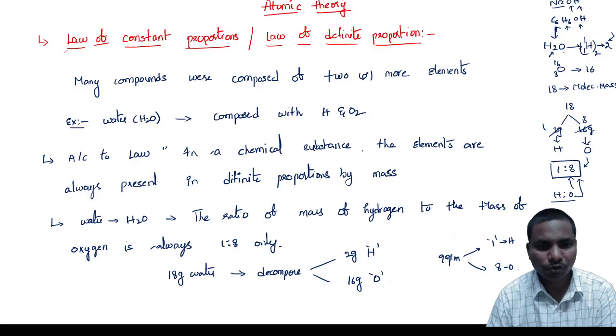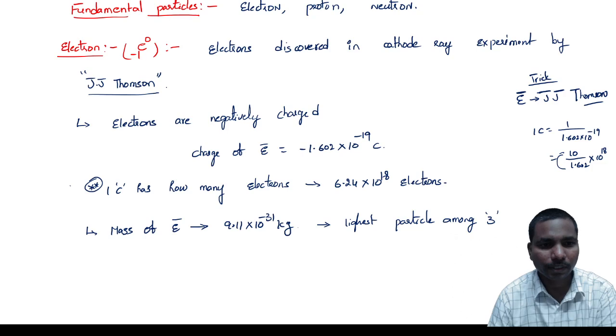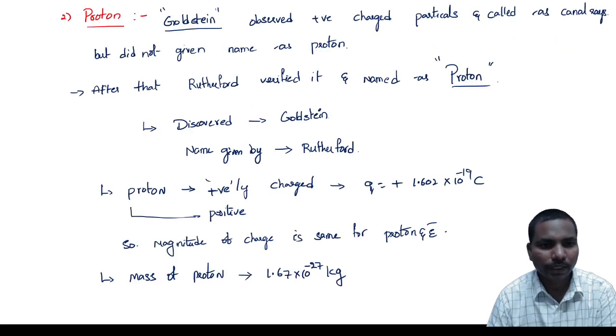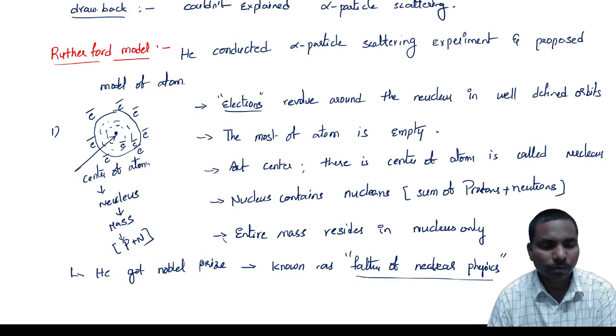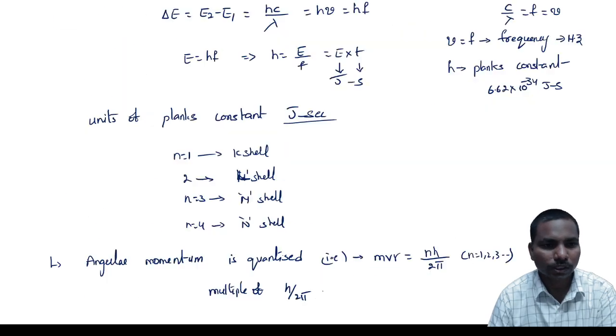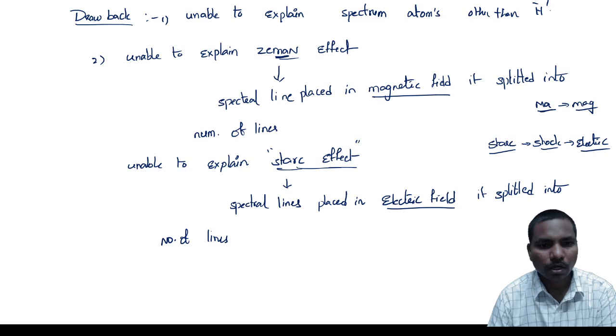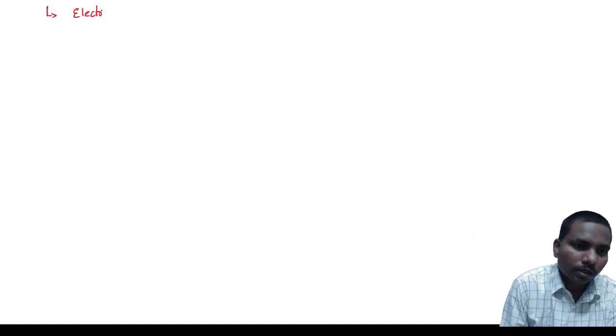So let me check up to which we have completed. Law of constant proportions, Dalton atomic theory, fundamental particles, J.J. Thomson model, Rutherford model, Bohr's atomic model. Now we are going to discuss electrons distribution.